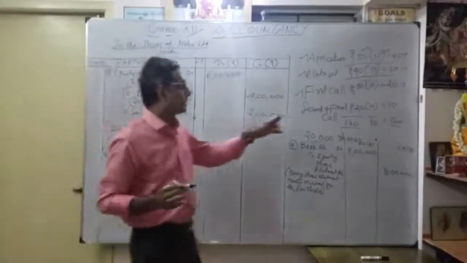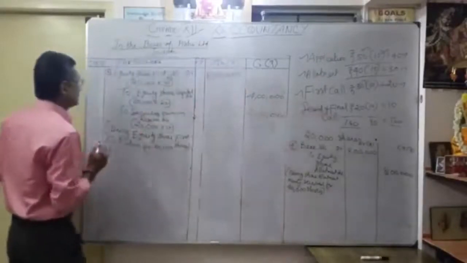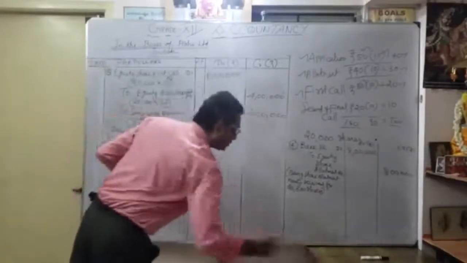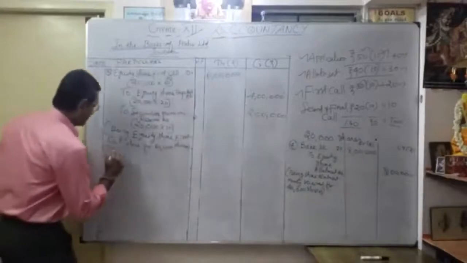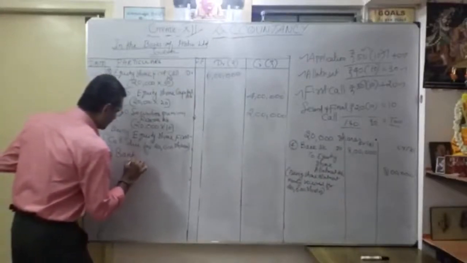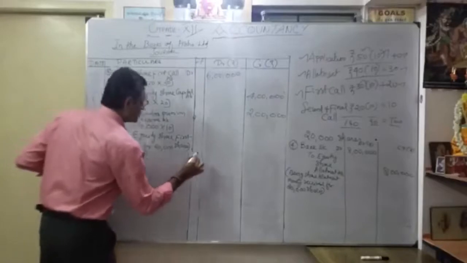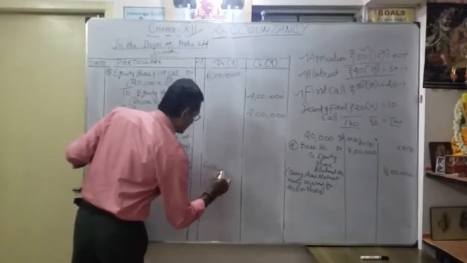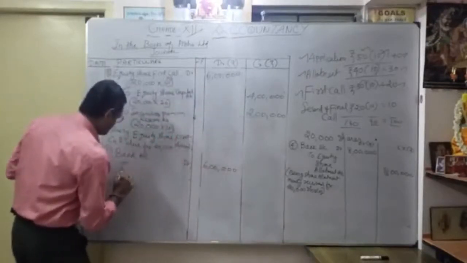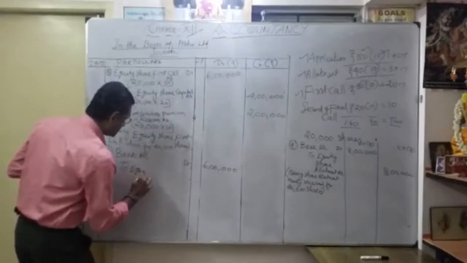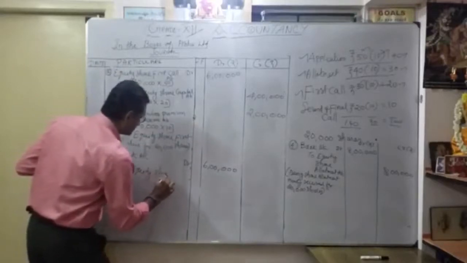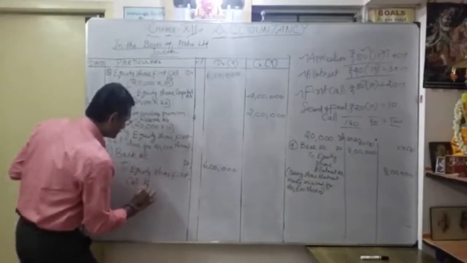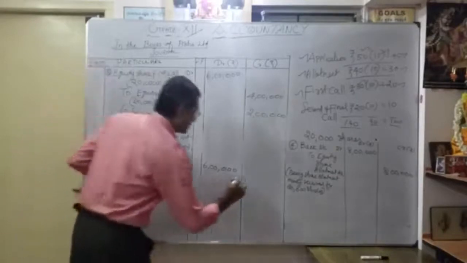Then sixth one. What is sixth one? Our second and final call. Okay, again, sorry, payment entry you have to write now. Sixth one, payment entry. So we got money now. Our first call money. Okay, how to write? So bank account debit. How much you got it? Say 6 lakhs, correct? So 6 lakhs. To equity share first call account. How much? 6 lakhs.